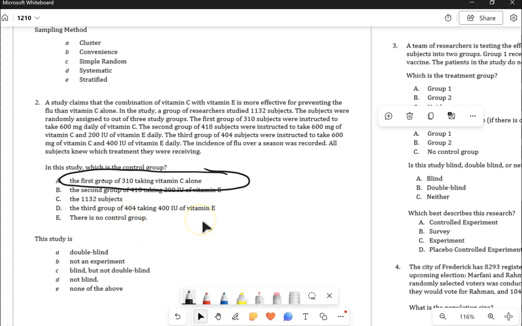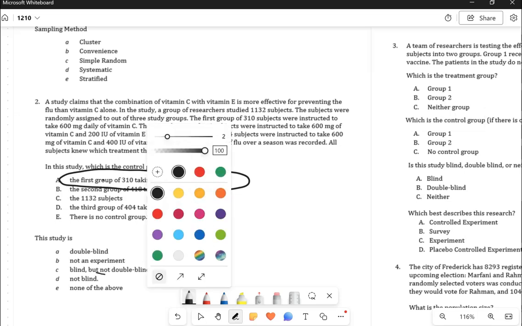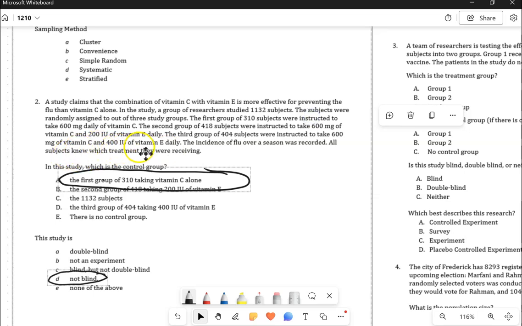The study is not blind because all subjects knew which treatment they were receiving. Now, if the groups did not know which one, then it's at least blind. Going from blind to double blind, then the people giving the different pills to the different groups, if they also don't know what they're giving, then it's double blind.